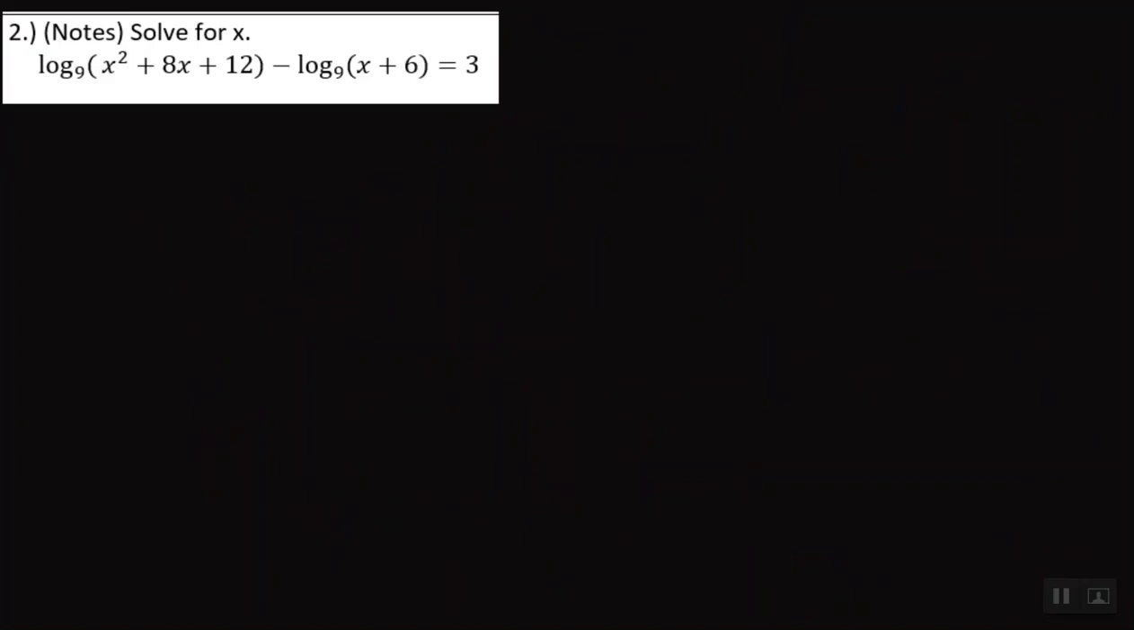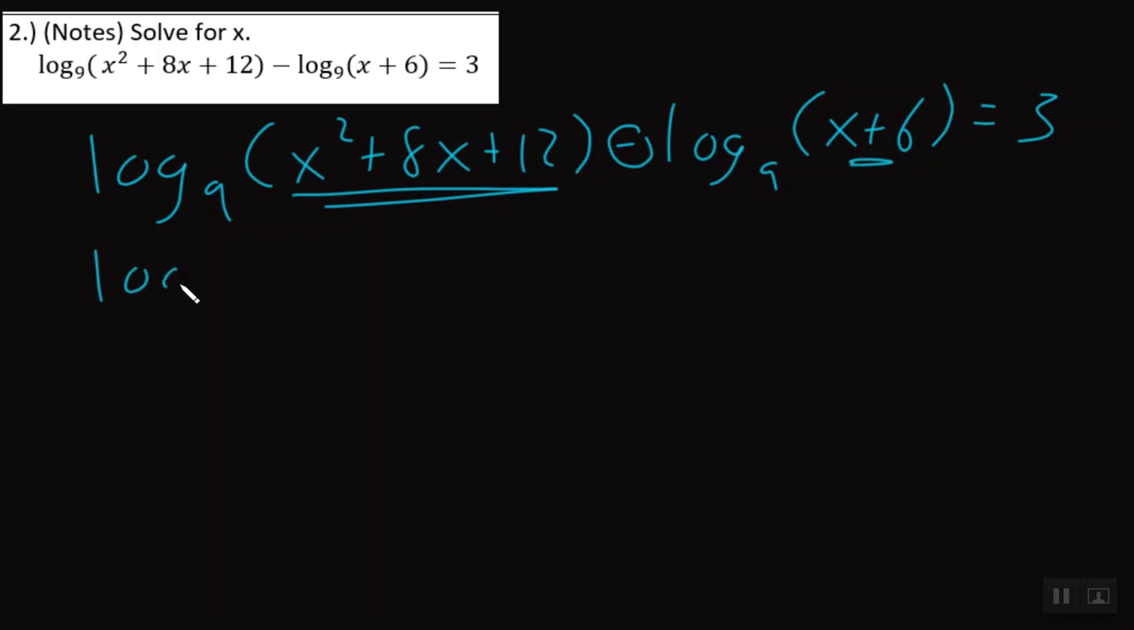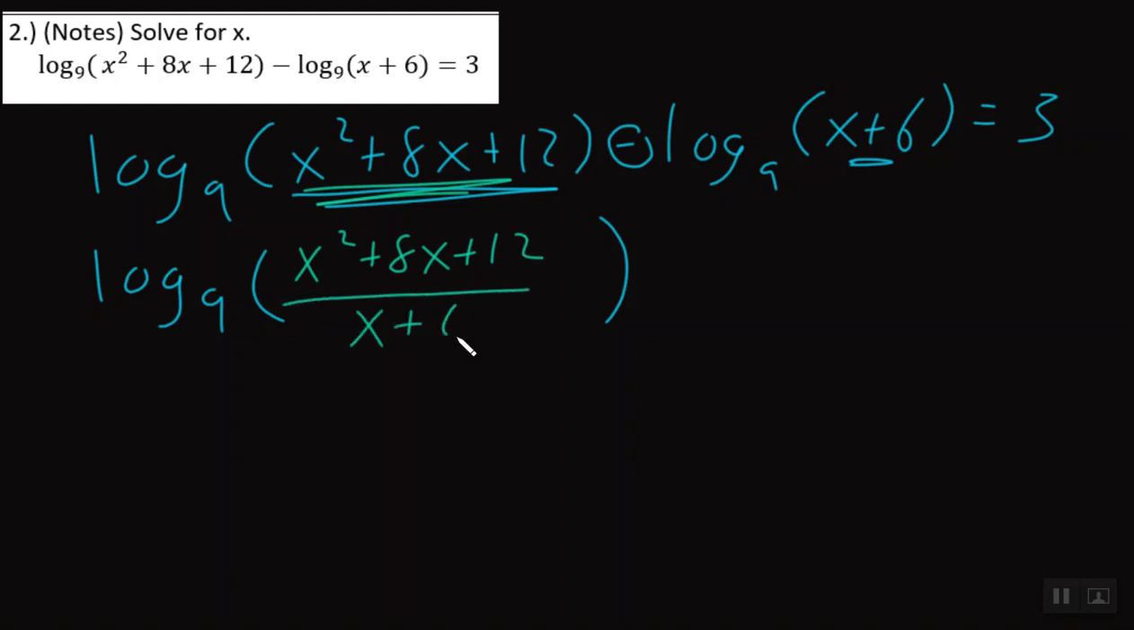Okay, here in example 2, we want to solve for x when given a log base 9 of x squared plus 8x plus 12 minus log base 9 of x plus 6 is equal to 3. Now this is one that you probably feel a little bit more familiar with. Remember, whenever we are subtracting, this actually allows us to divide these two quantities. So I can rewrite this as a log base 9 of, and I'll use a big parenthesis here to write my first quantity, x squared plus 8x plus 12 divided by x plus 6.